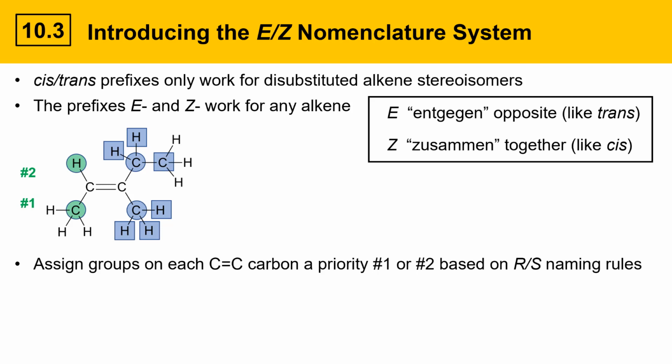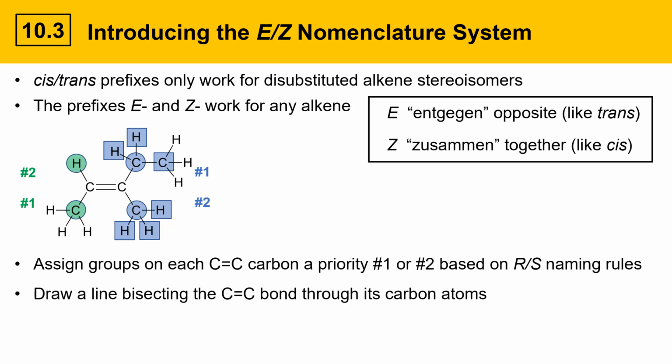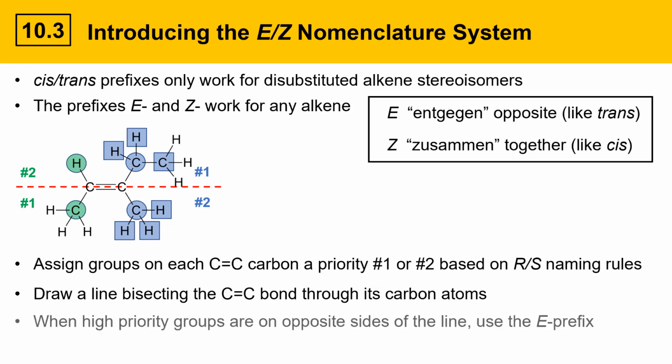Therefore, we can assign these groups values of number 1 for the upper group and number 2 for the lower. The next thing to do is to draw a line bisecting the C double bond C bond through its carbon atoms, and I'll indicate that with the red dotted line here. And then when the high priority groups are on opposite sides of this line, it's like trans. You should use the E prefix.